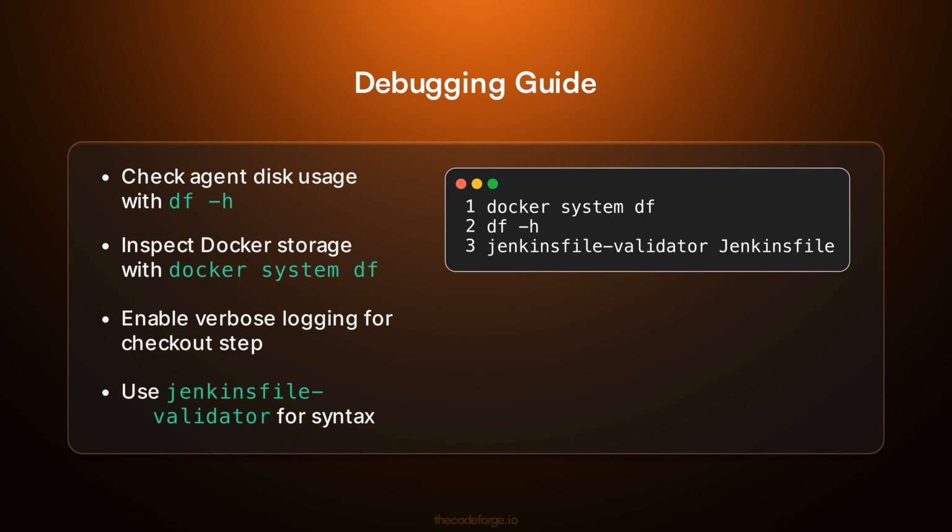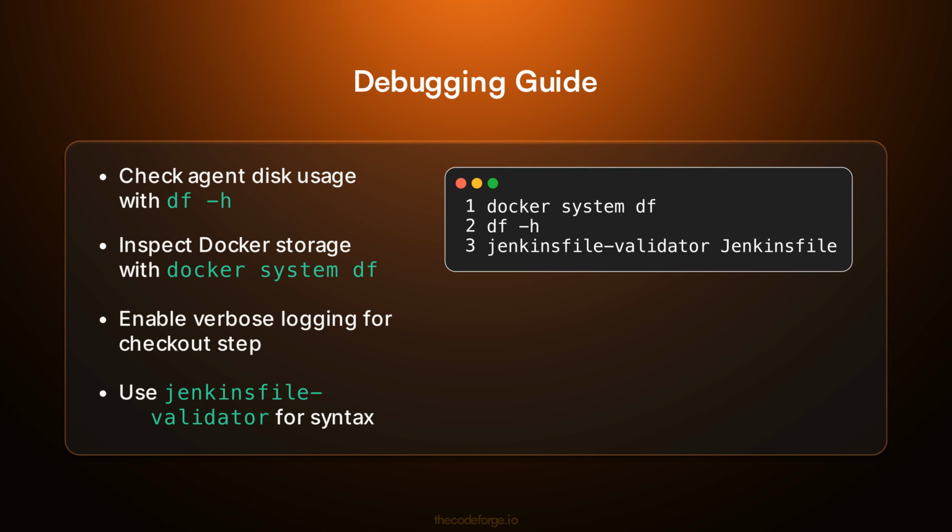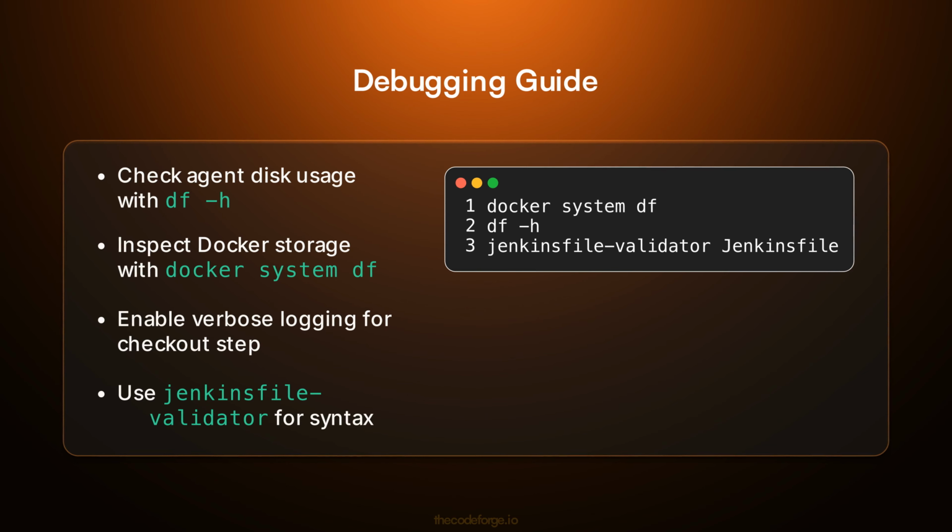To diagnose issues, check agent disk usage with df -h, inspect Docker storage with docker system df, enable verbose logging for checkout steps, and use the Jenkinsfile validator to validate pipeline syntax before committing.